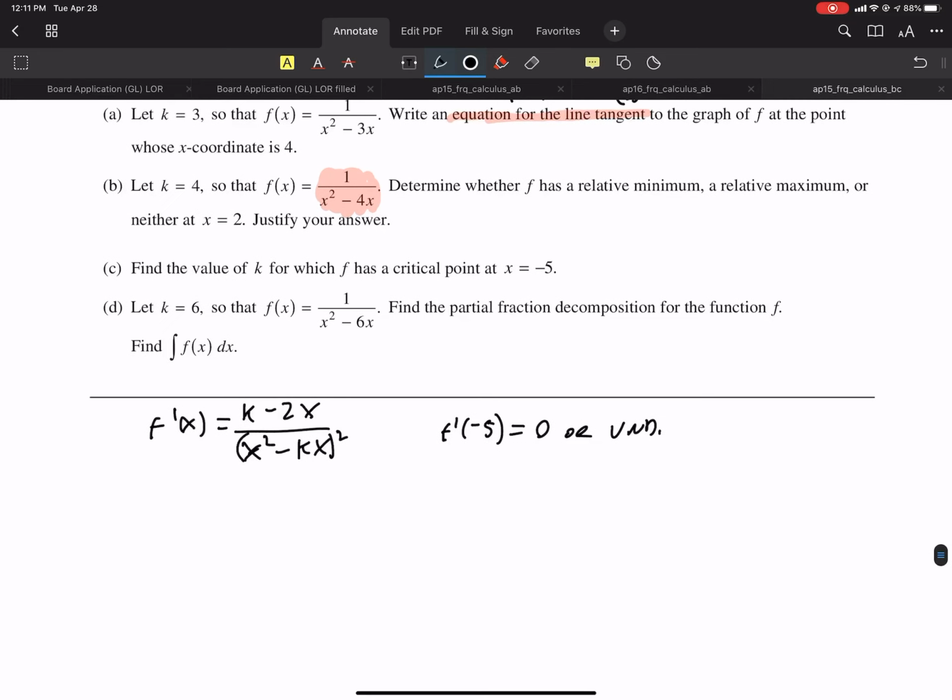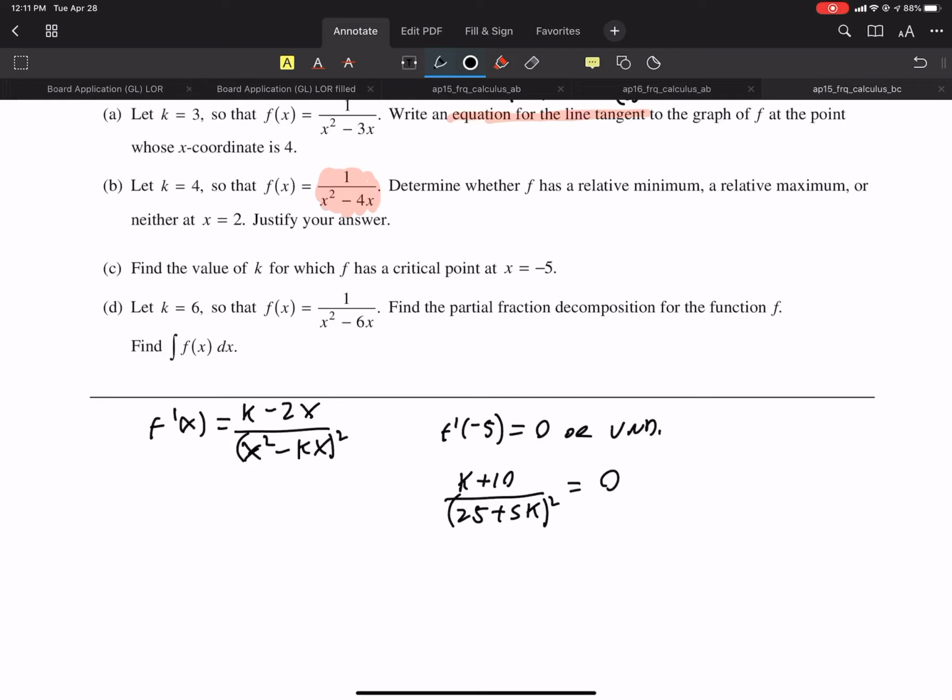So let's plug in negative 5. It's going to be k plus 10, it's going to be 25 plus 5k, squared equals 0. So this will occur when the numerator is 0, because that makes it equal 0. Or it also occurs when the denominator is 0.